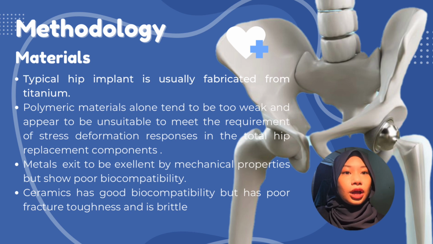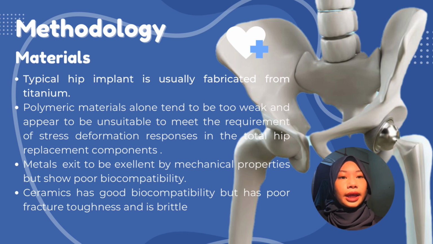Ideally, a bone implant such as a hip implant should exhibit an identical response to loading similar to real bone. It must also be biocompatible with the existing tissue in order to avoid unwanted biological response of the patient's immune system towards the implanted device. And so, a typical hip implant is usually fabricated from titanium. Although there are other materials that can be used, we tend to choose titanium for several reasons.